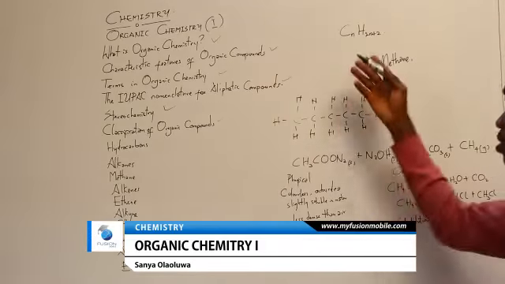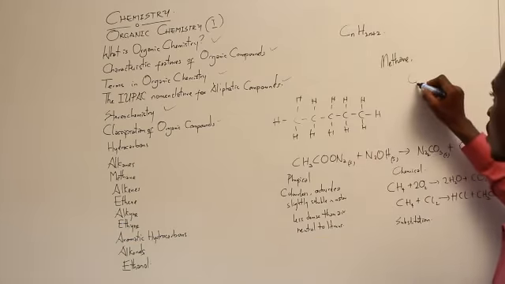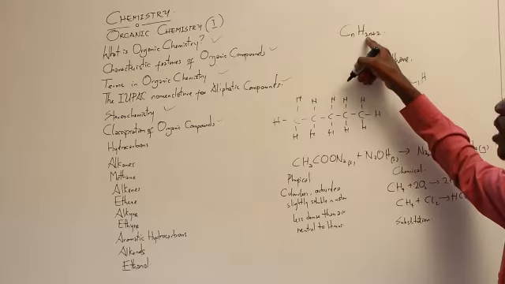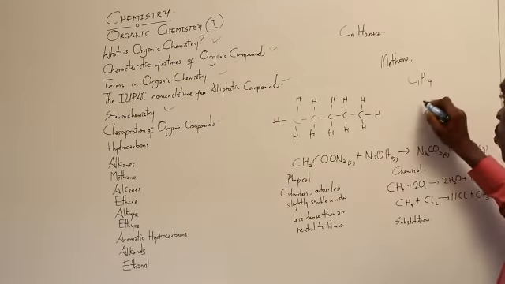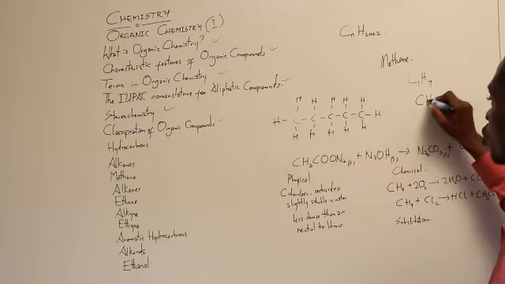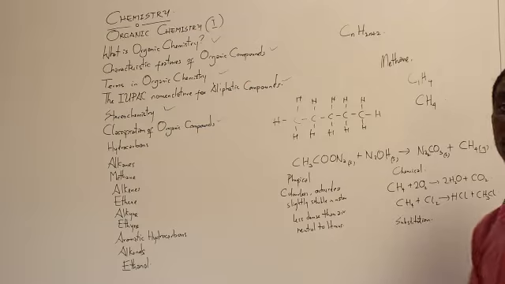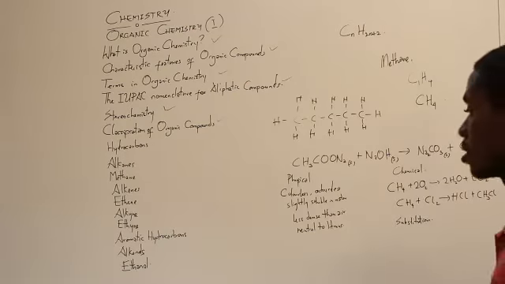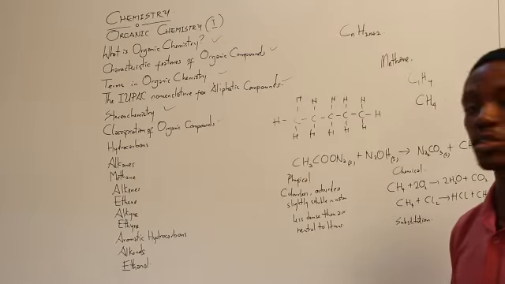Methane, of course, using this formula, our n is 1, that's C1. Our H is going to be 1 times 2, that will give us 2. 2 plus 2, that will give us 4. So we'll simply write it as CH4. That's methane, CH4. So let's talk about methane as our subject of discussion.